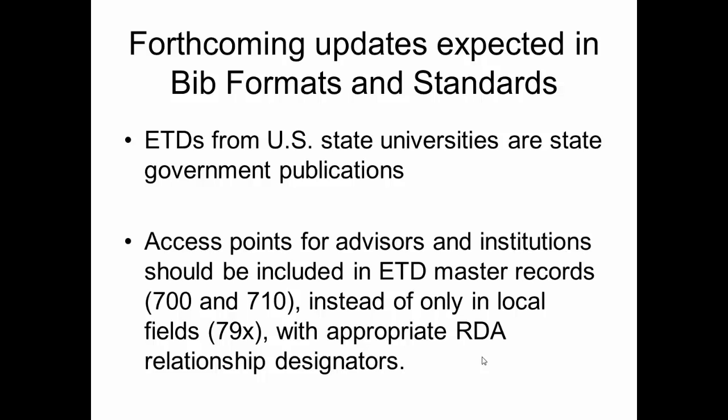OCLC personnel confirmed and gave support for the following, which we incorporated into the OhioLink Consortium's ETD cataloging standards in RDA. First, ETDs from United States state universities should be considered state government publications, unlike print theses and dissertations. Second, access points for advisors and institutions should be included in ETD master records in fields 700 and 710, now that RDA specifically provides relationship designators for these entities.